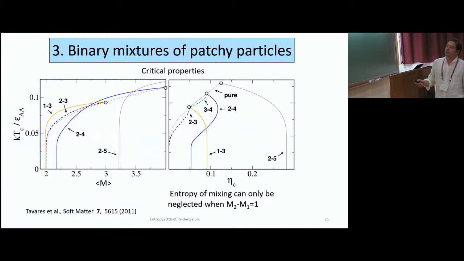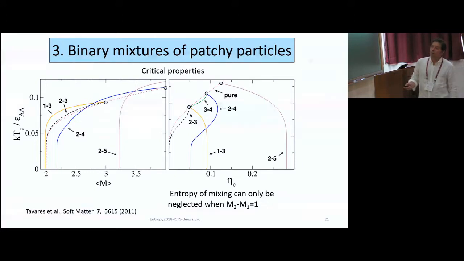For instance, you can look here at 2.5. If you make a mixture of 2 and 5, the critical point that is associated with the liquid-vapor phase transition and the network empty liquid is replaced by a demixing transition, and the density doesn't go to 0. The mean number of patches per particle doesn't go to 2, so you don't have this empty fluid regime anymore.